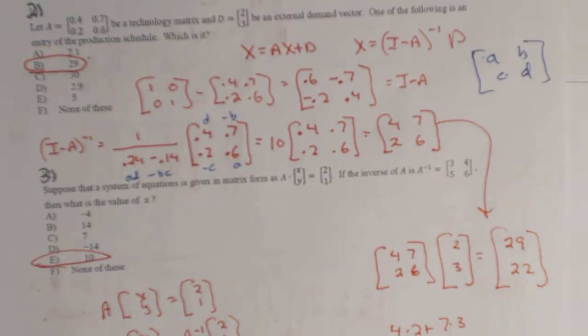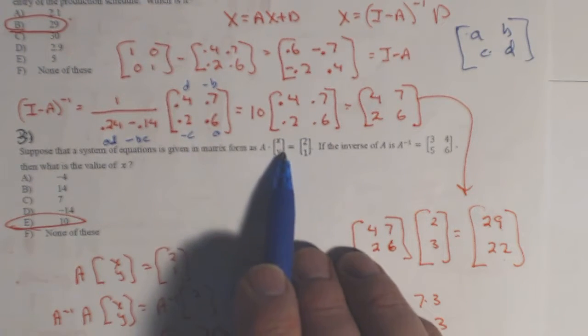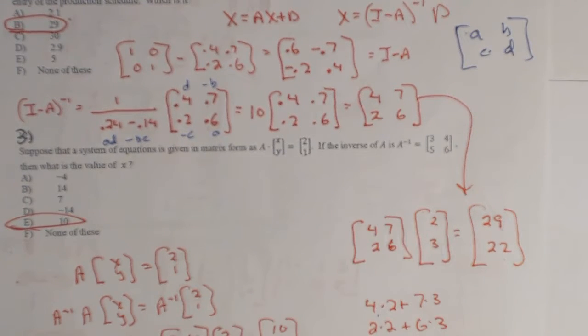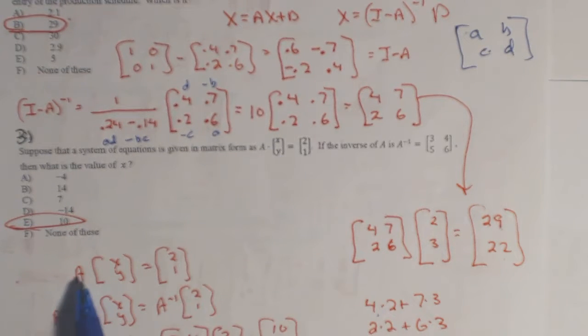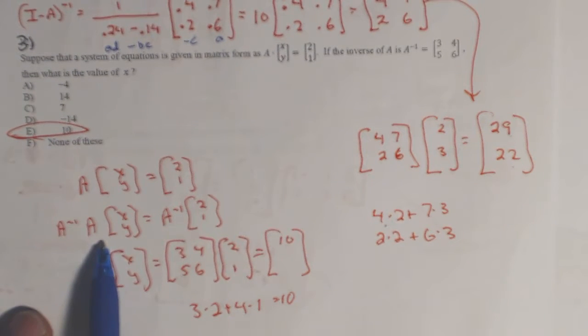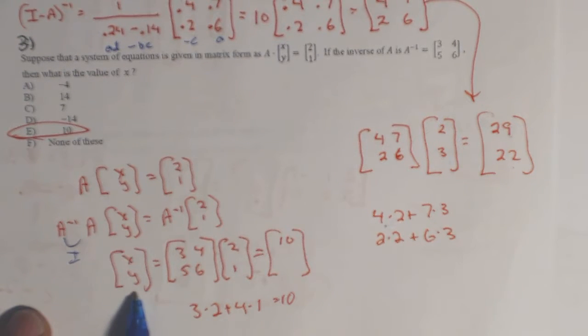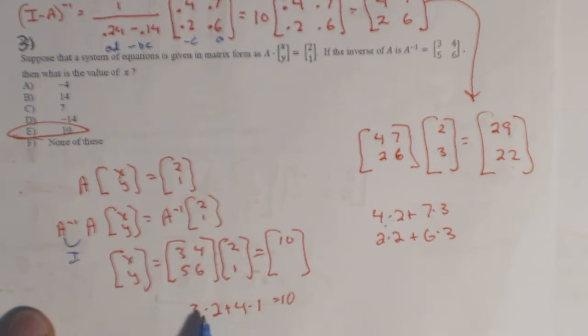And number 3, it says, suppose a system of equations is given in the form A times the vector xy equals 2, 1. And we know what the inverse is. So what we can do to find the value of x, which is my top variable there, is multiply on the left side, it matters which side, the left side by A inverse on both sides of our equation. A inverse times A gives me the identity, and the identity times anything, like xy, is just itself. So on the right side now, you have A inverse times 2, 1.